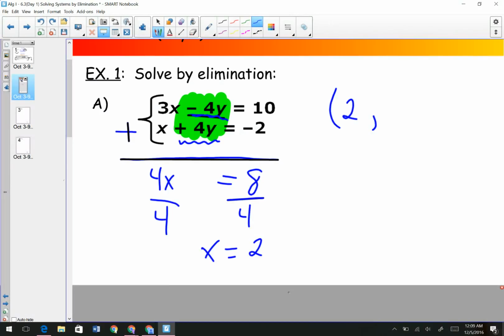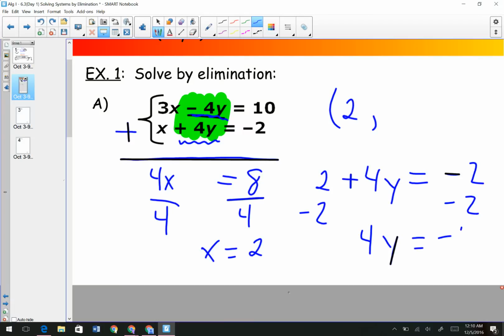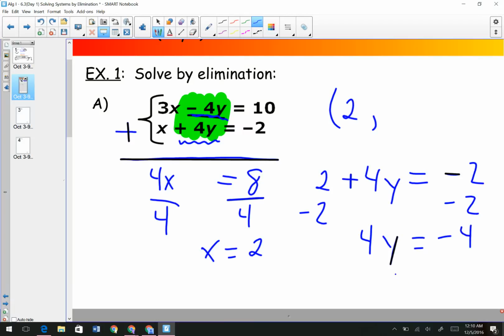Well, how do we do that? Same thing as substitution. Plug it back in. We get 2 for x. I'll go to the bottom equation right now. 2 plus 4y is equal to negative 2. Just taking that bottom equation, plugging 2 in for x. Subtract the 2 over to the other side. Minus 2 here. Minus 2 here. Not minus 8. Minus 2. So we get 4y is equal to negative 4. When I divide by 4 over to the other side, y is negative 1. Here's my answer.